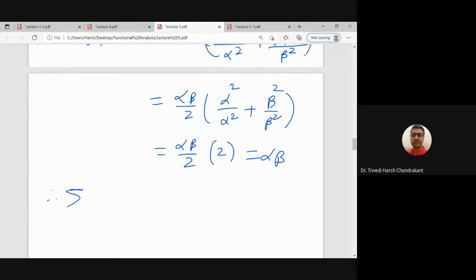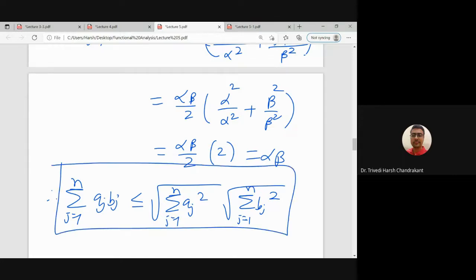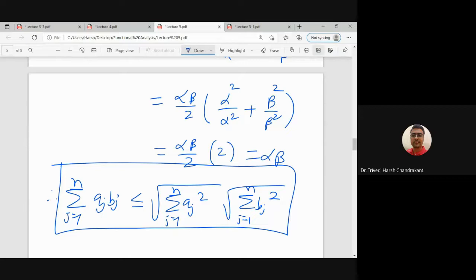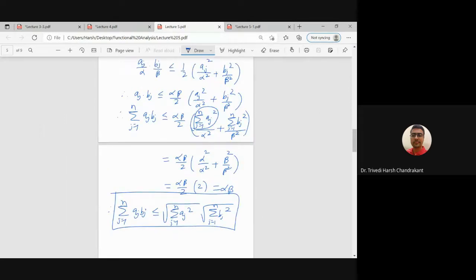So that means the summation of aj bj is less than or equal to alpha. What is alpha? Alpha is the square root of the summation of aj square, and beta is the square root of the summation of bj square. So this is the Cauchy-Schwarz inequality that we have proved. And the next thing we want to prove is the Minkowski inequality. Minkowski inequality uses the Cauchy-Schwarz inequality.